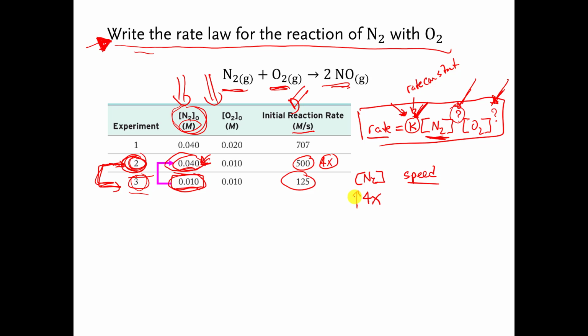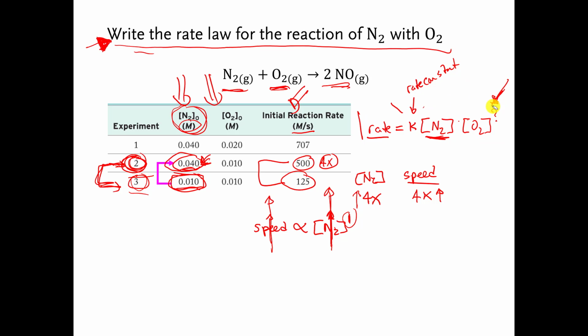If we make N2 concentration go up by 4 times, according to these two numbers, the speed of the reaction also goes up by 4 times. So what that means is the speed of the reaction is proportional to the concentration of N2 to the first power. In other words, if I make the concentration of N2 go up by a certain amount, that amount to the first power is still that same certain amount, which means the speed will also go up by the same certain amount. If I make the concentration of N2 get 100 times bigger, 100 times bigger to the first power is going to make the speed go 100 times bigger. So we know that the exponent that goes next to the N2 is going to be a 1. So that one was pretty easy.